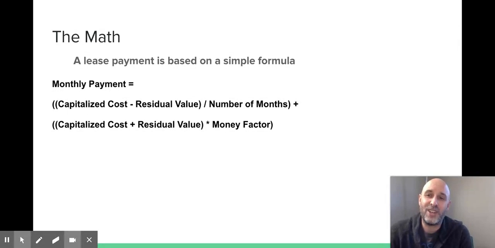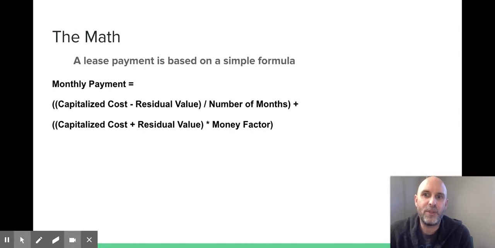And you're probably scratching your head saying, yeah, what? Just to go through it again real quick. The monthly payment is based on your first part of that formula, that's the cost of depreciation: capitalized cost minus residual value divided by the number of months you have it. The next is your finance charge, your rent charge, your cost of money. It's the capitalized cost plus residual value times the money factor.